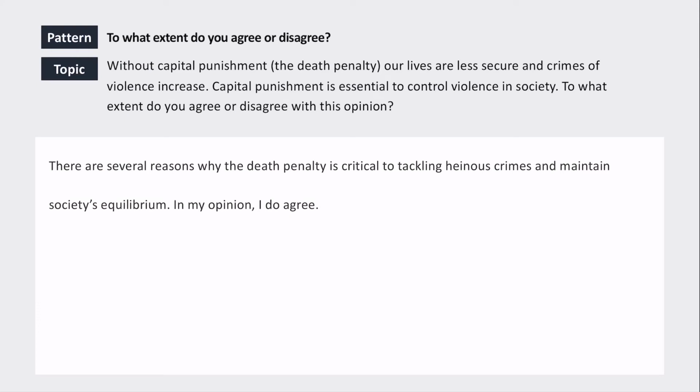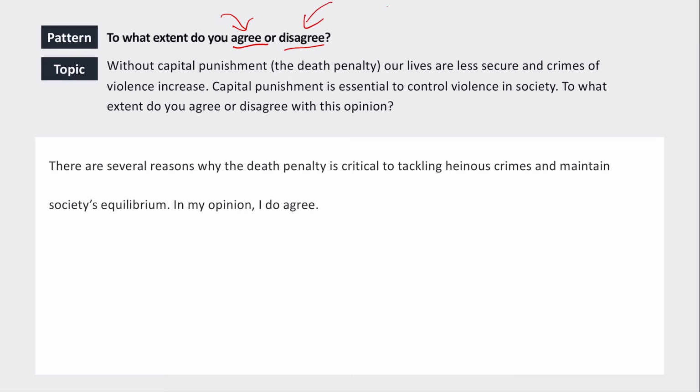Okay, so our first essay, task 2, to what extent do you agree or disagree? Okay, so it's an argumentative essay. You don't necessarily need to discuss both sides of the argument. You need to have a clear opinion, okay, because it's asking you, do you agree or do you disagree?